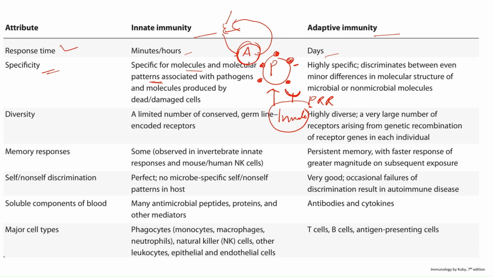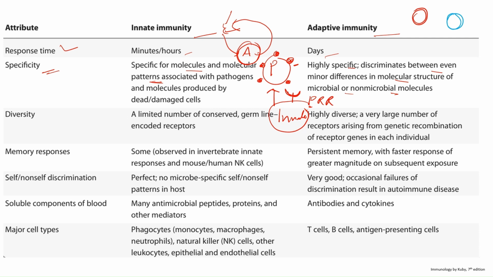Now, in the case of the adaptive immune system, they are highly specific and can discriminate even minor differences in the molecular structures of microbial and non-microbial molecules. Innate immunity differentiates only on the basis of these patterns, whereas adaptive immunity can differentiate self and non-self on the basis of very minute molecular changes. For example, this is a self cell and this blue one is a foreign cell.